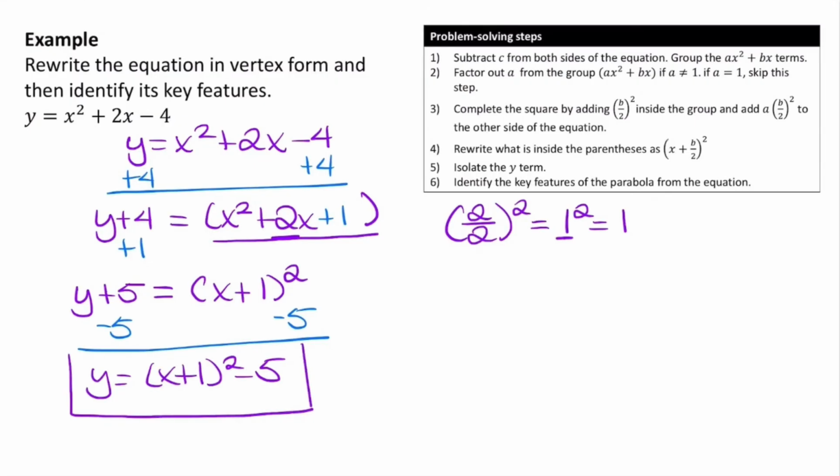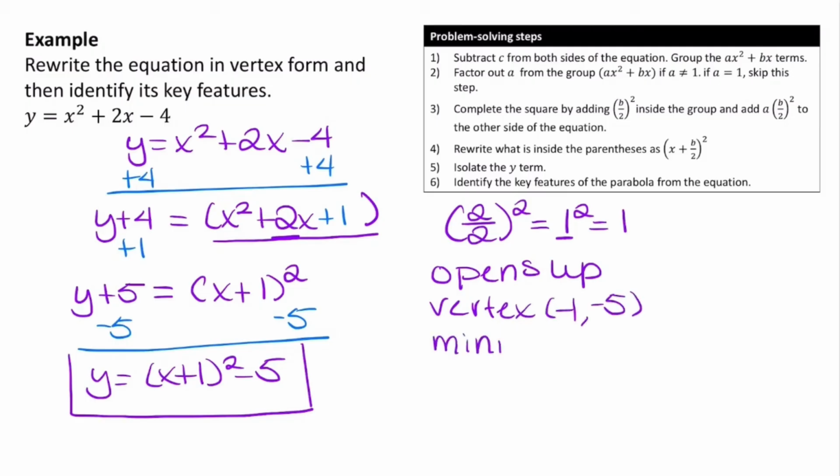Now we can identify key features based on this equation. Since the term being squared is an x term, we know that it's a vertical parabola. Since a is positive, we know that it opens up. The vertex will be at negative 1, negative 5. Since it opens up, the vertex will be a minimum value. And we know that the axis of symmetry will be x equals negative 1, okay?